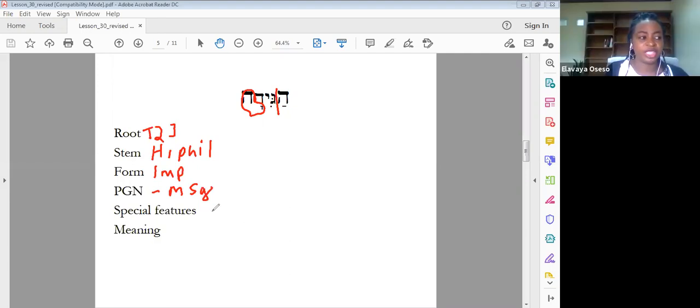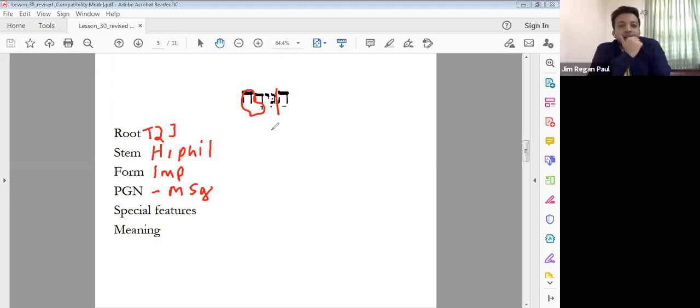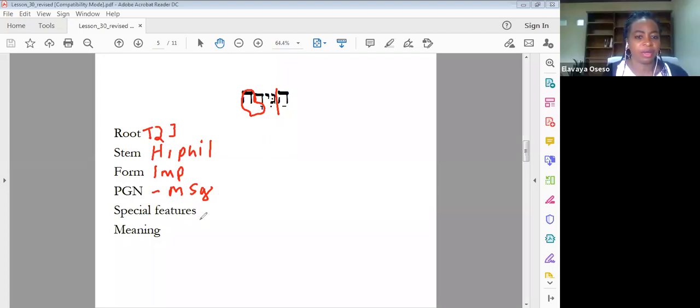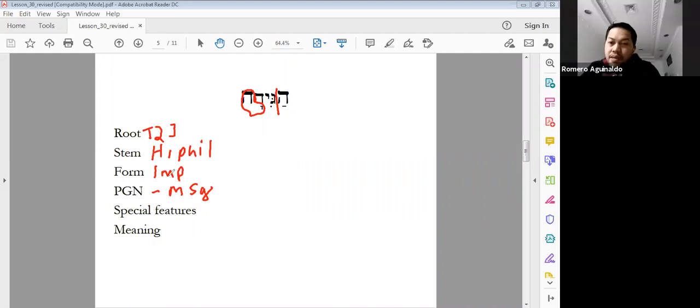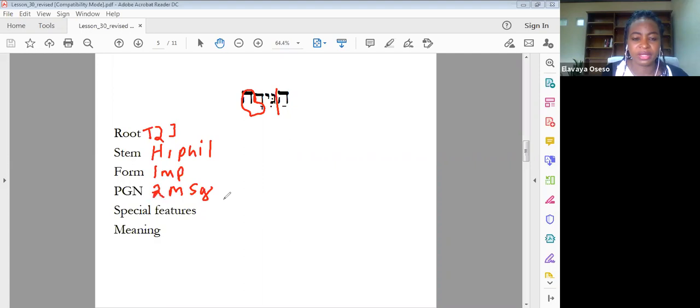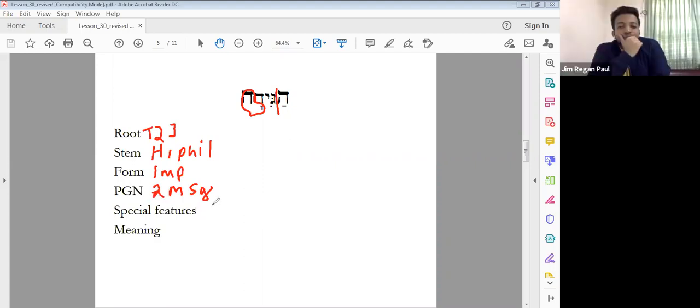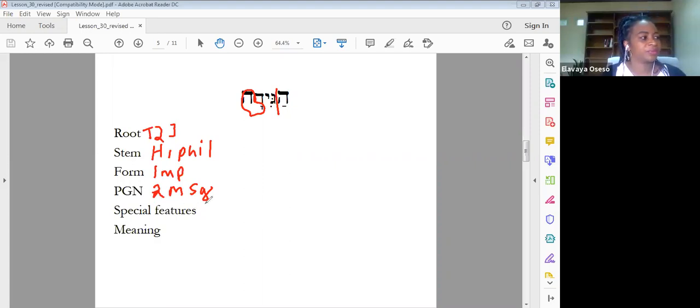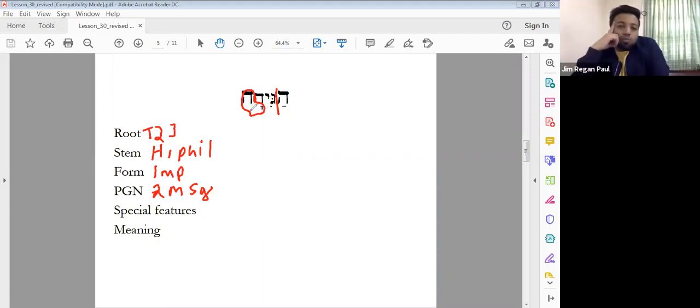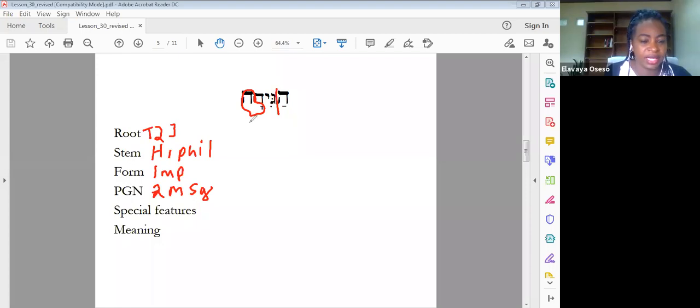And do we have a special feature? Second person, masculine, singular. Okay, so the special feature is? Emphatic hair. From now, when you have an imperative which ends with this kind of ending, and you know that it is not a part of the root letters, then you need to include emphatic hair in the special features.